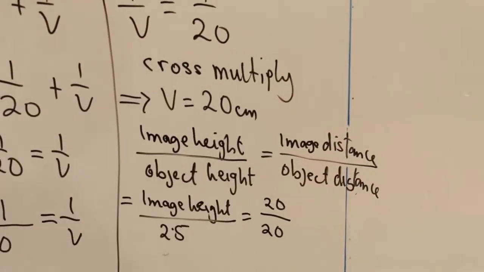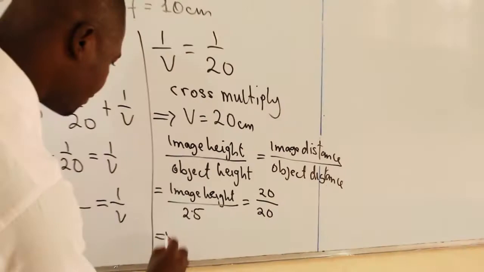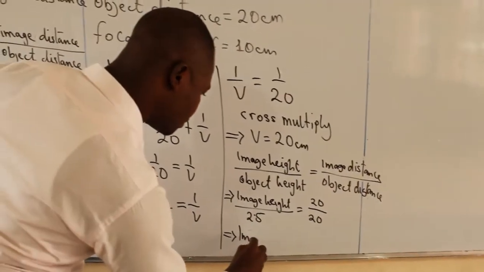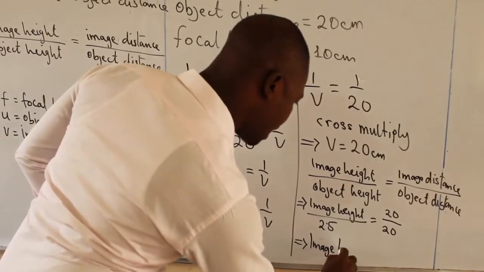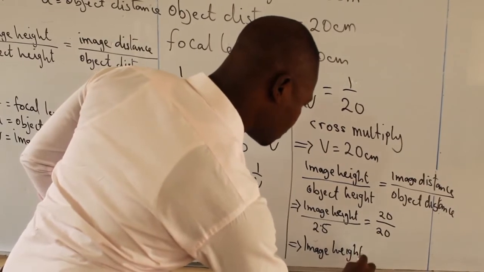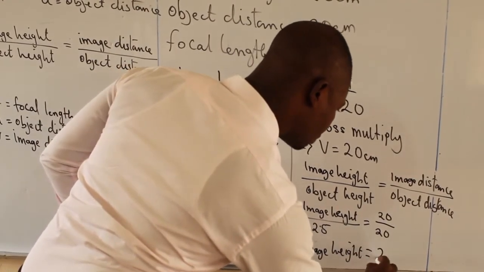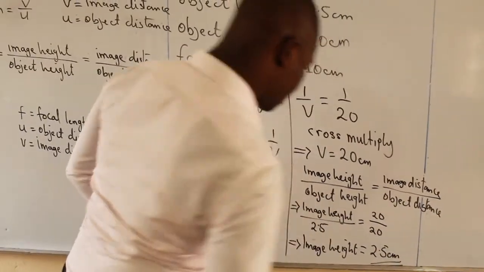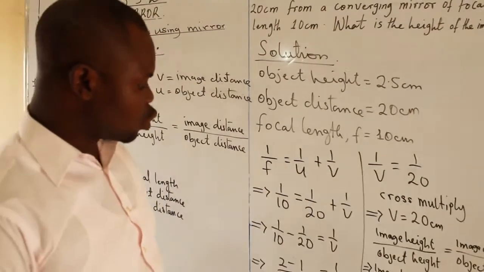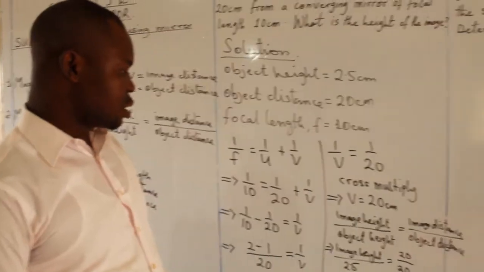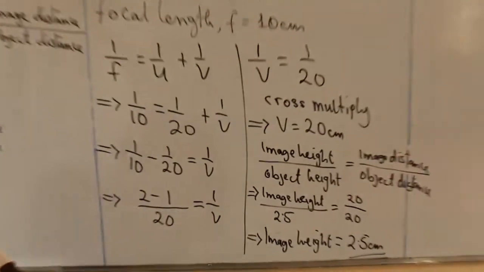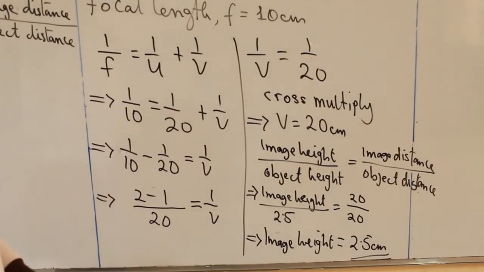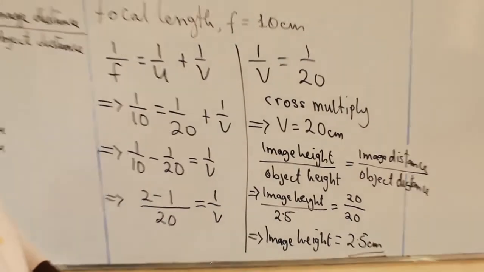Then you can cross multiply such that you now have image height equals 2.5 centimeters. The image height equals 2.5 centimeters. Okay, let's move further to example 2. Example 2.